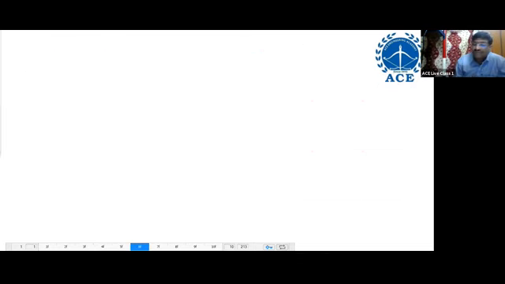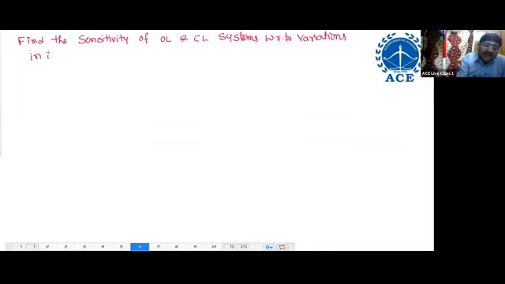Next question. Find the sensitivity of open loop and closed loop systems with respect to variations in, first, G(s), and second, H(s).